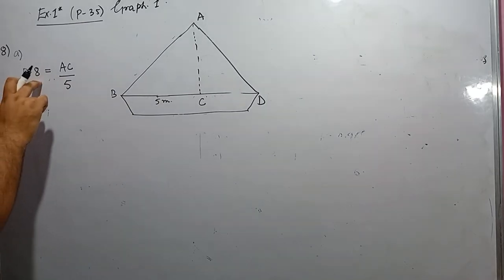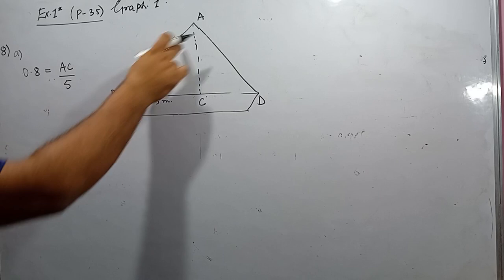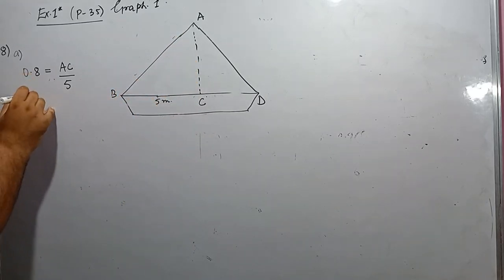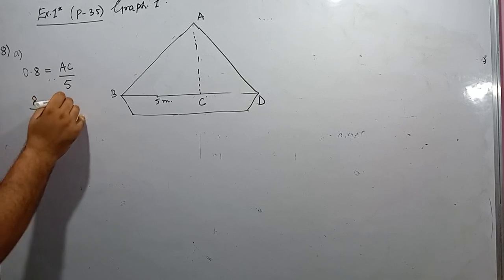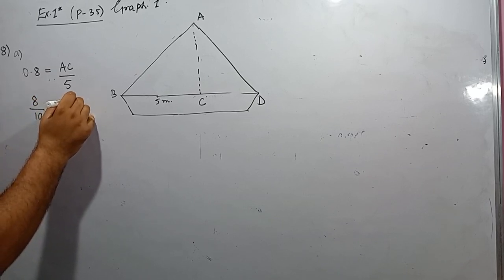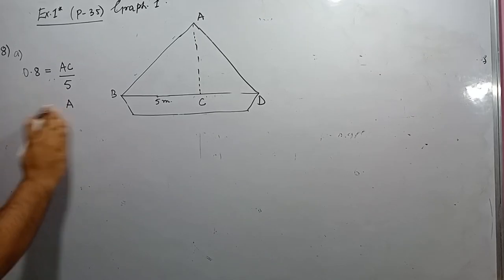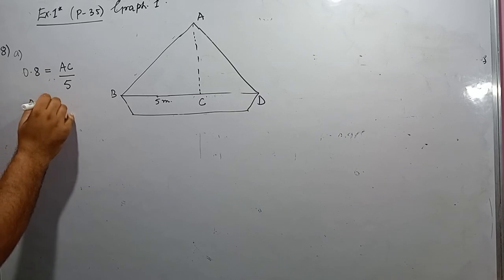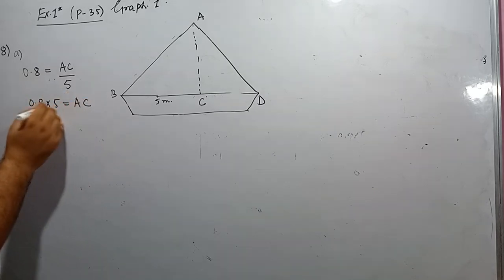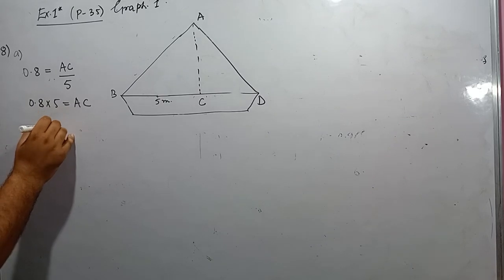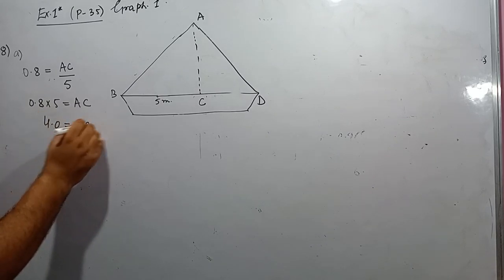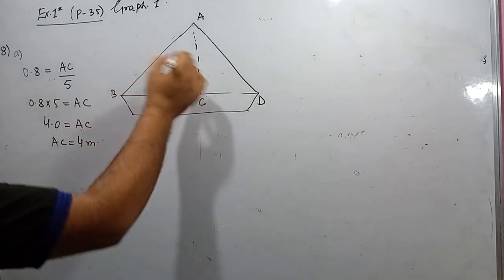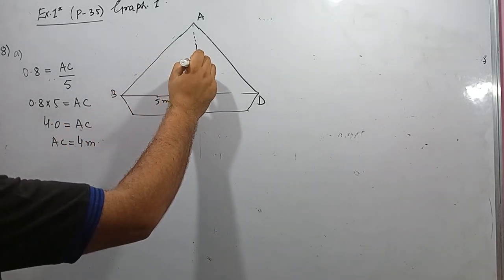But gradient of AB is 0.8, equals AC, that's rise, divided by run, that is divided by BC. So 0.8, there is no need, I can write directly, 0.8 into 5 is equal to AC. 0.8, 5 eights are 40, 4.0 is equal to AC. So I can write AC is equal to 4 meter. Now AC is 4 meter.